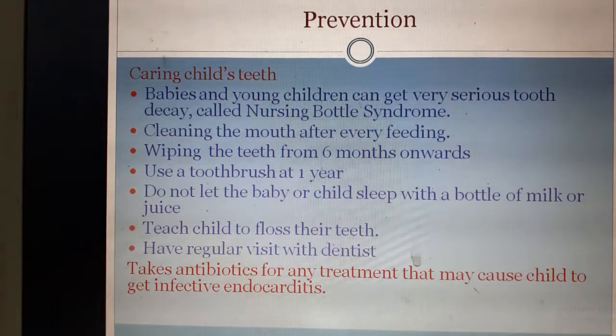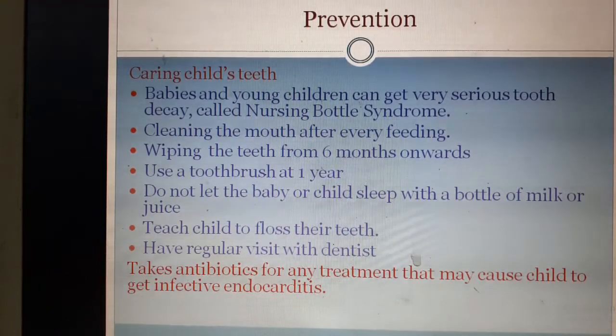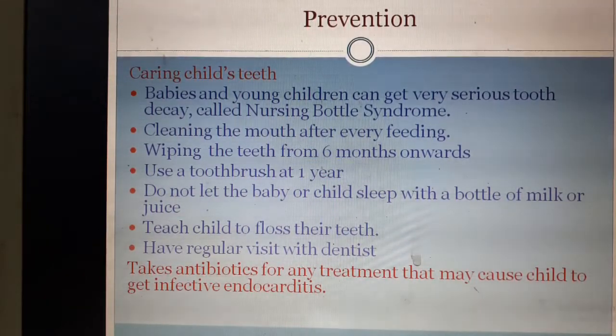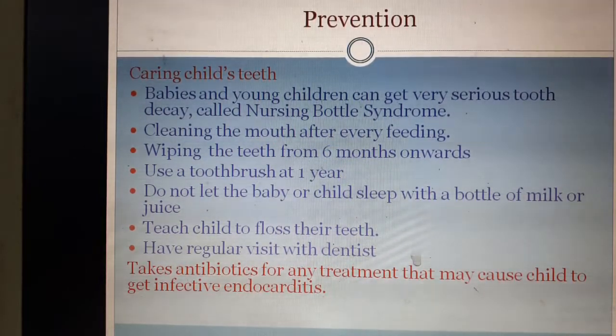The important thing is mouth care. We need to tell them about adequate oral hygiene, and for smaller children and toddlers, we need to tell them about baby bottle syndrome or nursing bottle syndrome: not to feed by bottle at night, to clean the mouth after feeding, to use a toothbrush at 1 year, not to let the child sleep with the bottle, and to have regular dental visits.